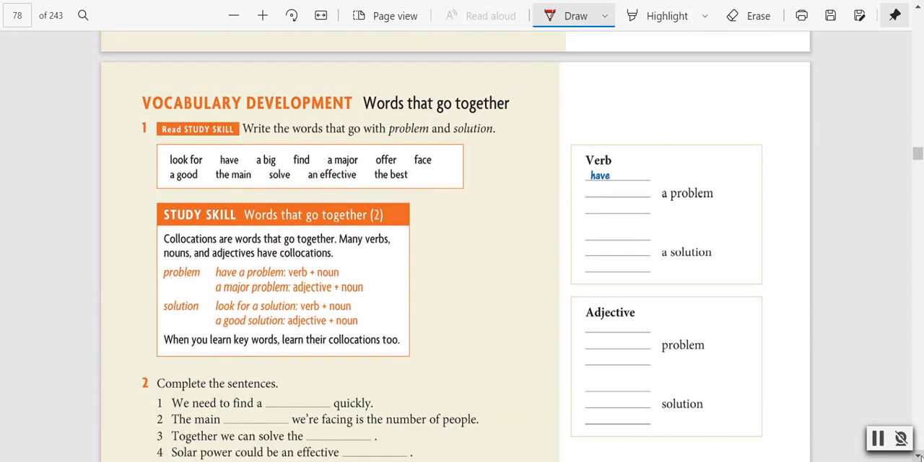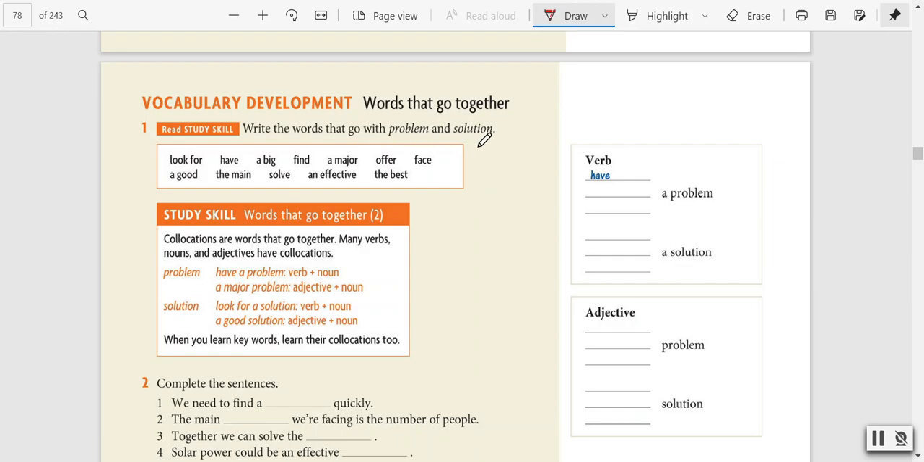In here we have a vocabulary development. In this vocabulary development part, words that go together, we have words that we can use together, as we mentioned before. Write the words that go with problem and solution.